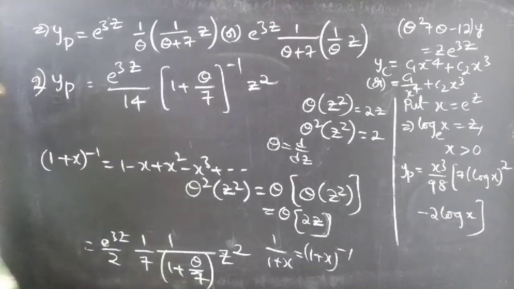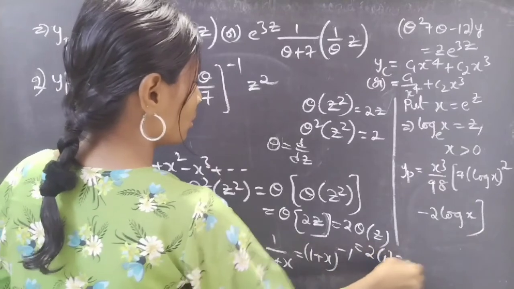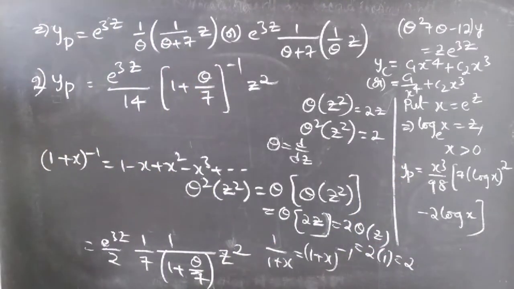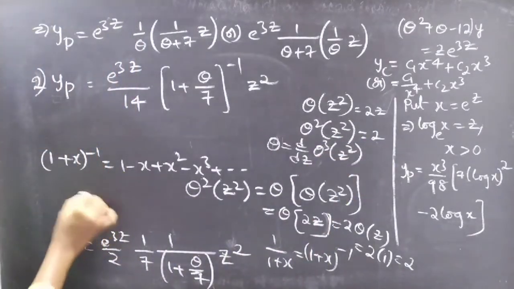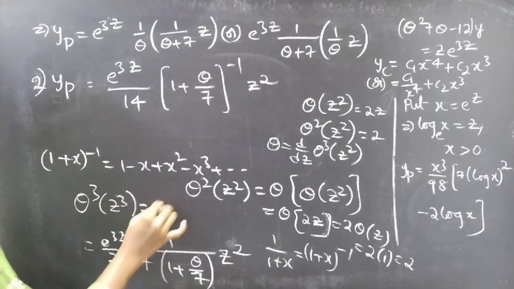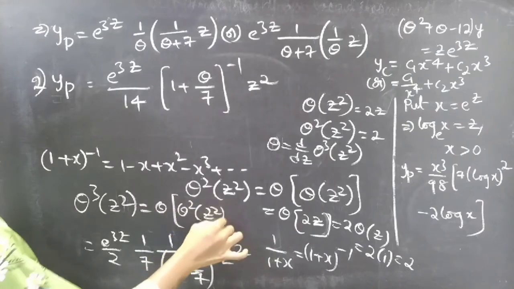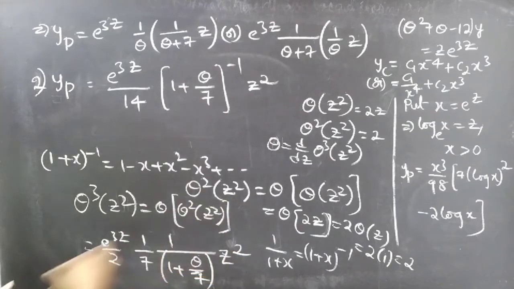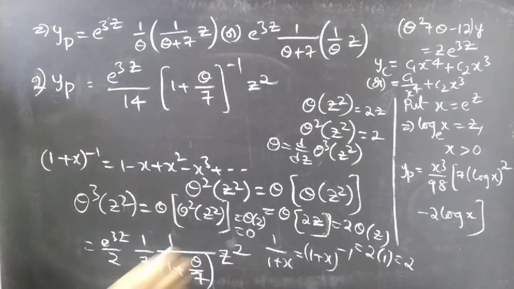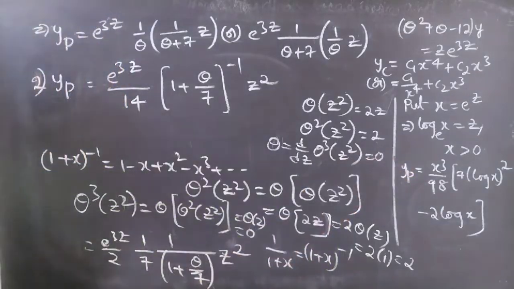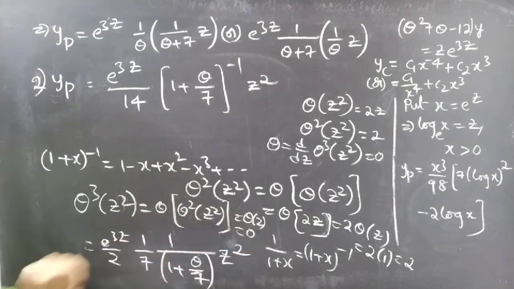Now we'll get 2 into theta of z, which is equal to 2 into 1, equal to 2. Likewise, find theta cube of z square. Theta cube of z square is theta of theta square of z square. We have the value of theta square of z square, which is a constant. Then theta of 2 will be 0. Theta cube of z square is 0, since the derivative of a constant with respect to z is 0.